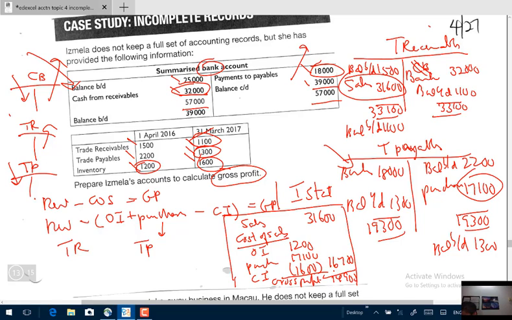And we are done. Okay, we'll do another question, but this is a very simple question to illustrate the idea of incomplete records. I also understand incomplete records is a pretty technical chapter. There's a lot of double entry involved. Okay, I'll see you in the next video, in the next question.